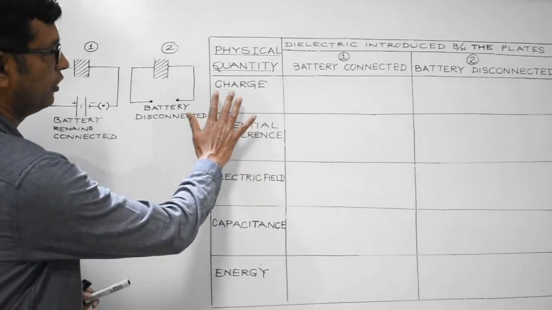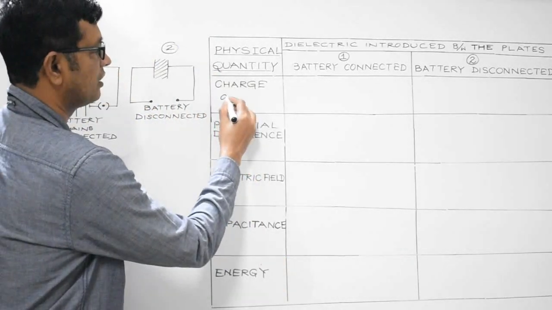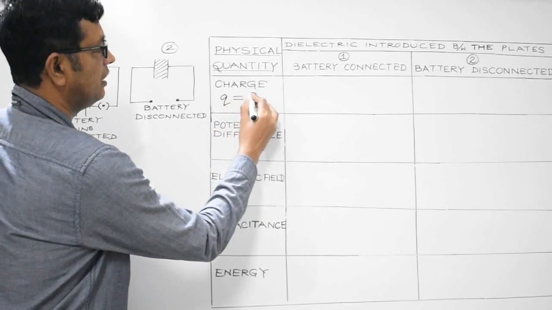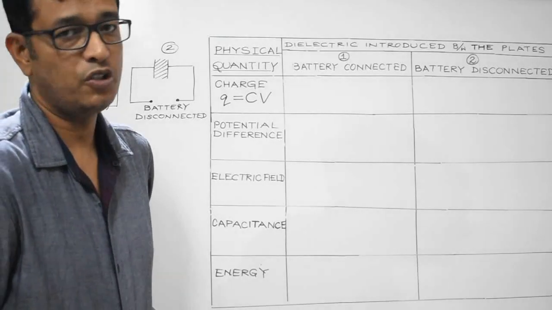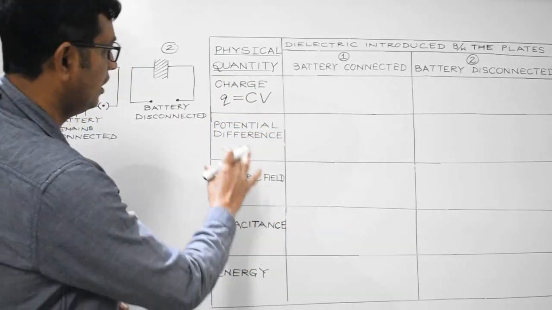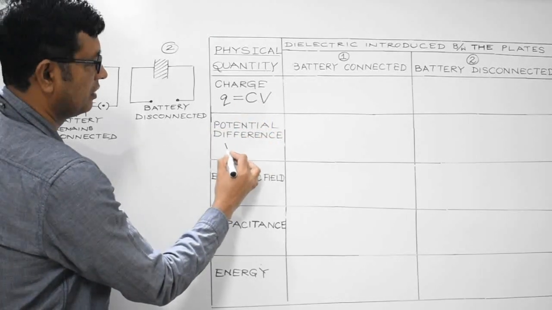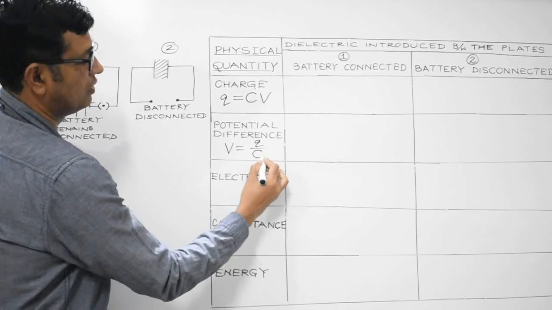Okay, we are aware of charge. In the normal scenario, charge, you are aware, is given by C into V. C stands for the capacitance, V stands for the potential difference. That's the relationship between charge, capacitance, and potential difference. Potential difference, obviously, would be equal to Q by C using the same formula.